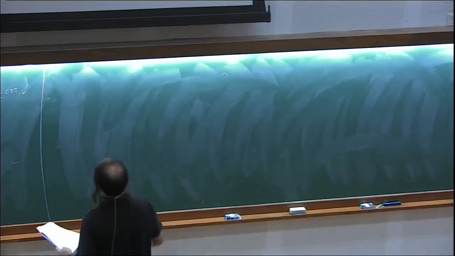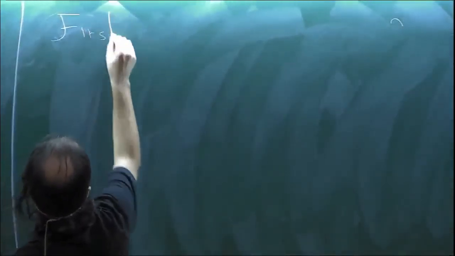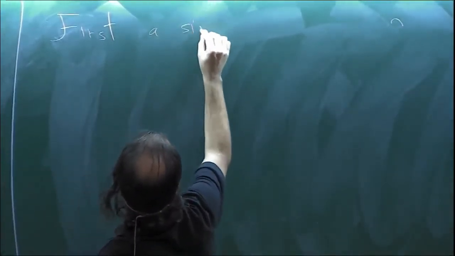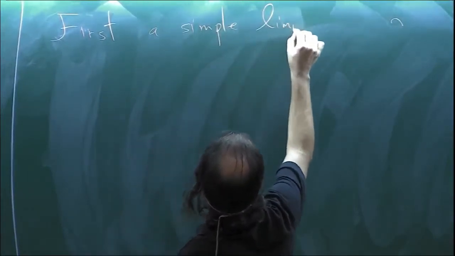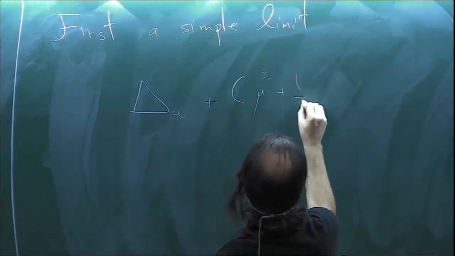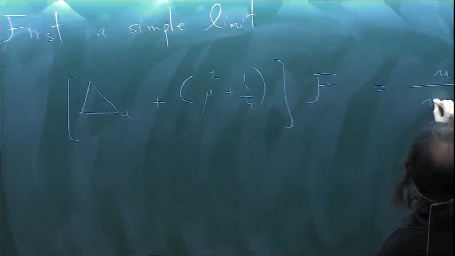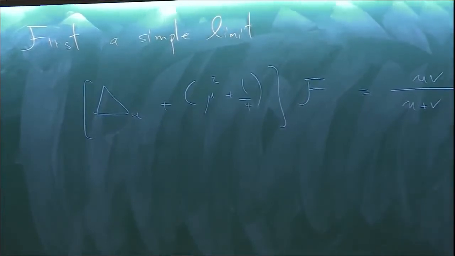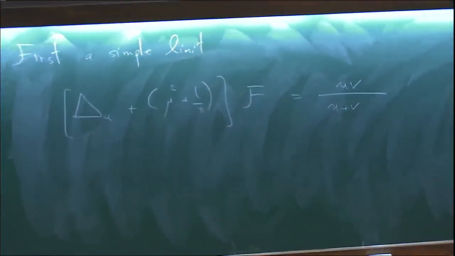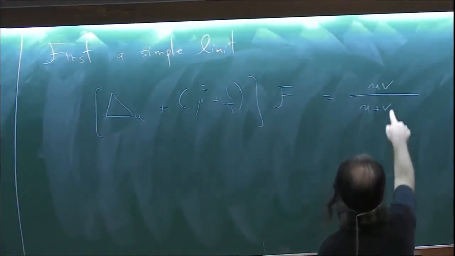Before looking at the totally general problem, I want to simplify this differential equation by looking at a limit first. Okay, so this is going to be a simple limit first, where we'll have a lot of fun. Remember, we have the operator delta u plus mu squared plus a quarter acting on f equals uv over u plus v. This damn source is all the problem, right? If we didn't have the source, we just have the hypergeometric stuff. So let's make the source small.